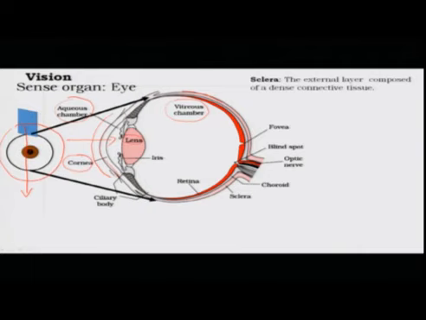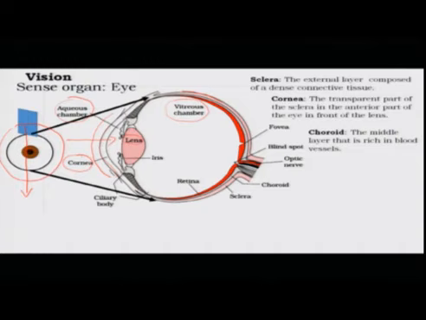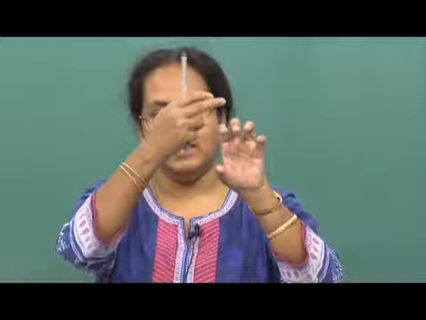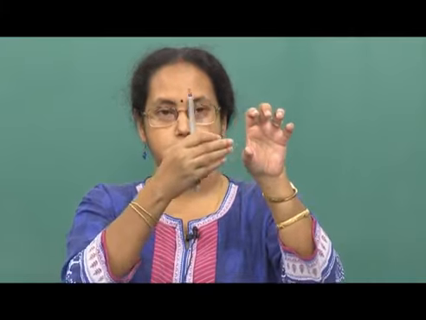Then the next layer is called the choroid. So, the cornea I just described to you is the transparent part of the sclera in the anterior part of the eye in front of the lens. Now, we come to the next layer. So, this hollow ball that we have, the eyeball, is lined by various layers. So, I am going from outside to the inside.